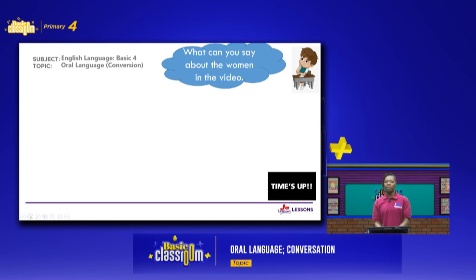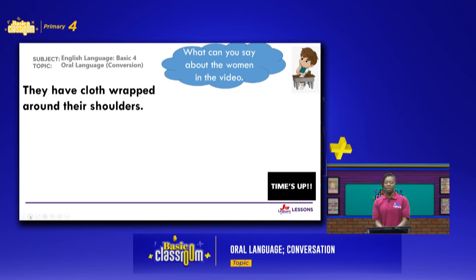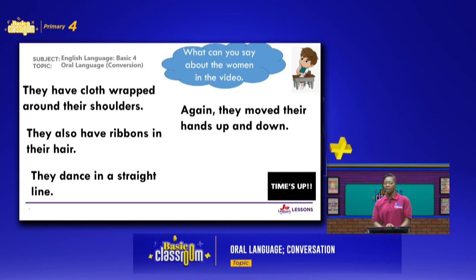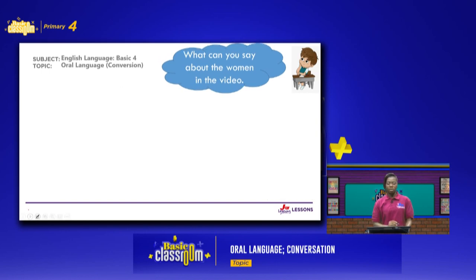Back to what we can say about the women that we saw in the video. Let's see if your guess is as good as mine. Now, these first women that we saw had cloths wrapped around their shoulders. They also had ribbons in their hair. They were actually dressed nicely. These same women, we saw them in a straight line. They were moving their hands up and down, and also moving their bodies as they moved their hands up and down in the video we just watched.